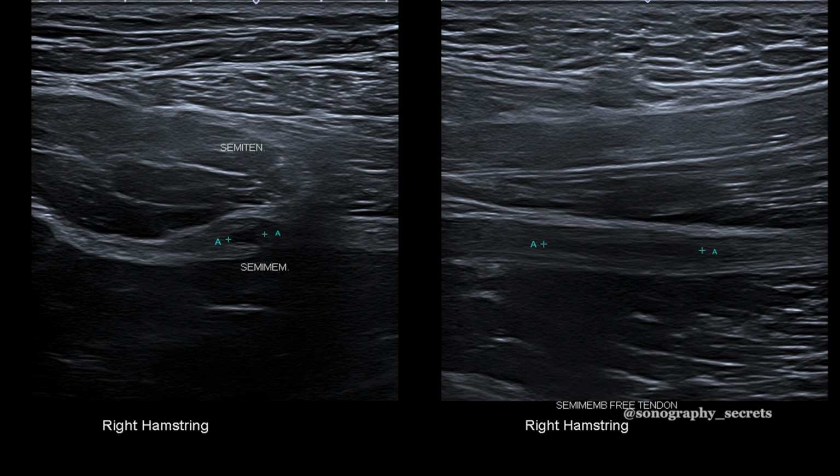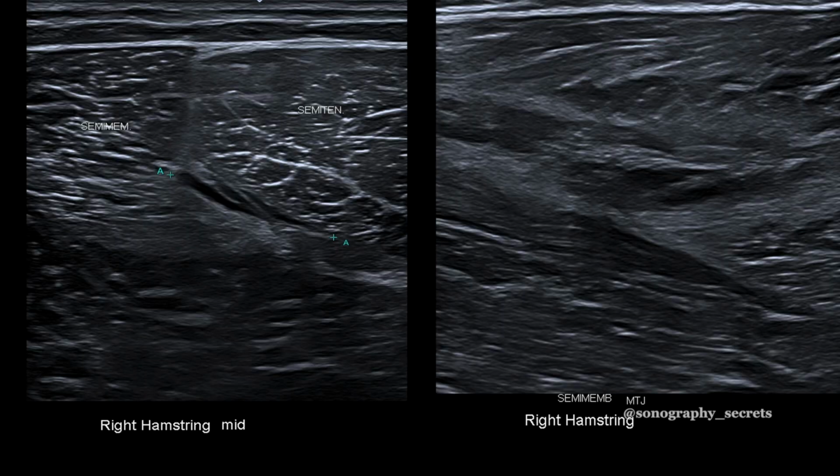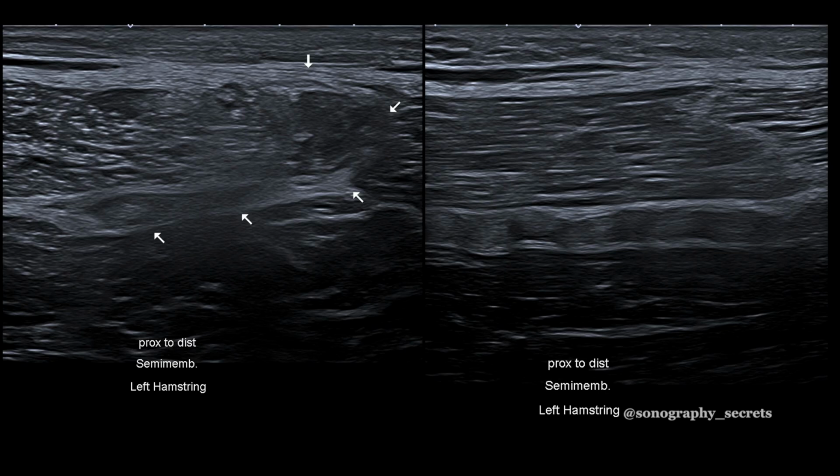So again, I'm thinking free tendon tear, and he does indeed have a partial thickness tear of the free tendon of semimembranosus with a concurrent tear of the proximal MTJ.